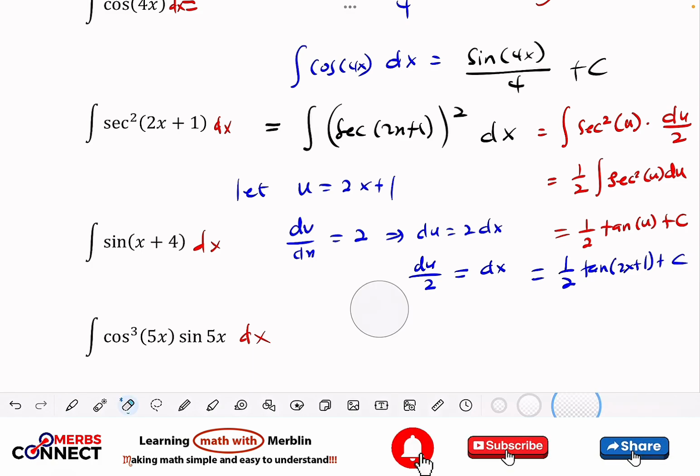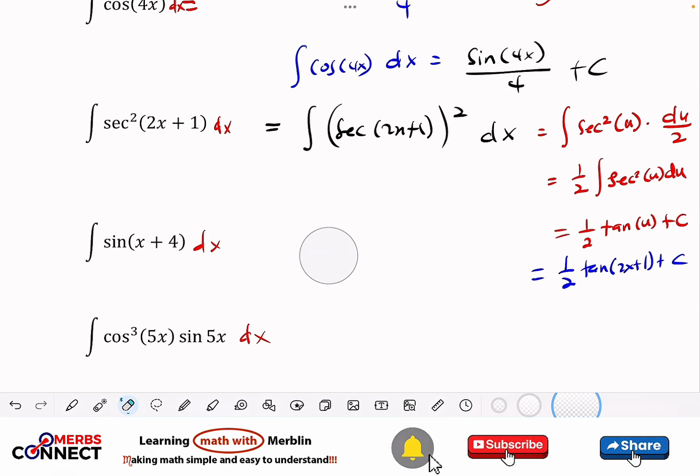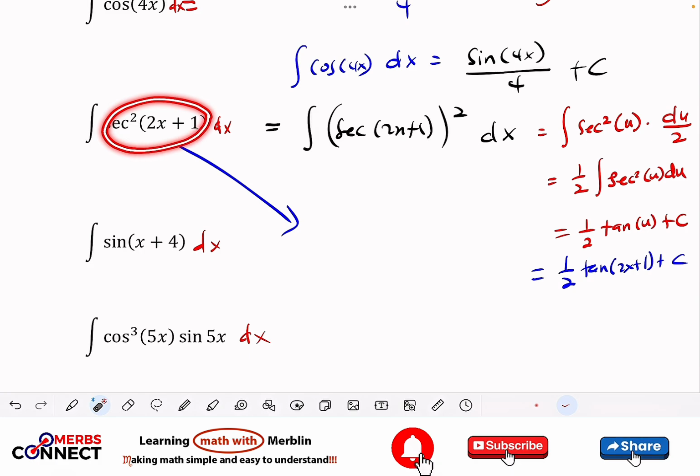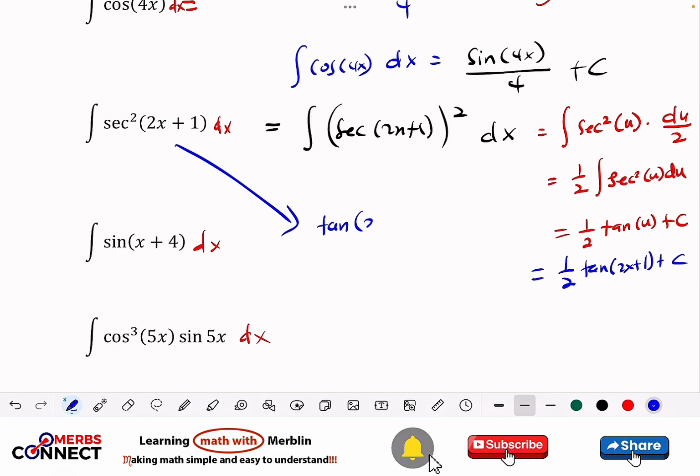Good. Now somebody is asking a question: can we use shortcut for doing this? Yes, of course you can use shortcut for doing this. But here you need to really pay attention to what I'm going to do here, right? So let's go through the shortcut here. So first, I know that when I integrate sec squared, I'm going to get tan, right? So I'm going to have it to be tan 2x plus 1. Then I divide it by the derivative of what's inside the parenthesis, which is 2.